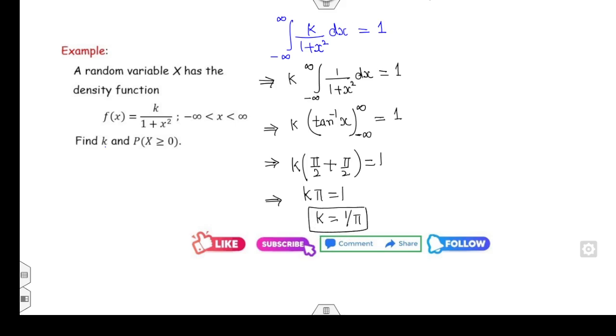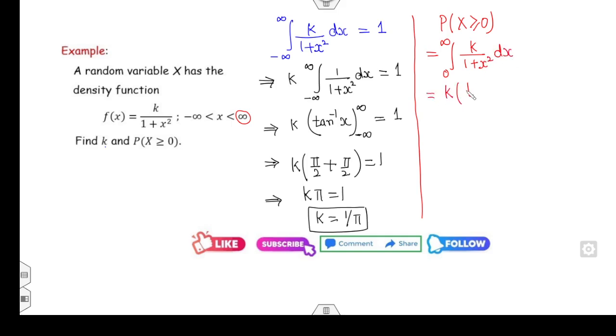Clear? Now look at the second part. Your target is to find the probability that X is greater than or equal to 0. So that means the lower limit is 0, upper limit is infinity, of k over 1 plus x square. Fine. I can take k outside. Again, the integration of 1 over 1 plus x square is tan inverse x from 0 to infinity. K is 1 over pi. When you substitute infinity, it is pi over 2. When you substitute 0, tan inverse 0 is 0. The right answer of the problem is half.